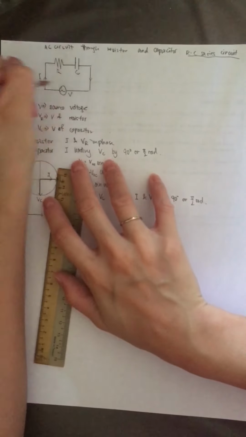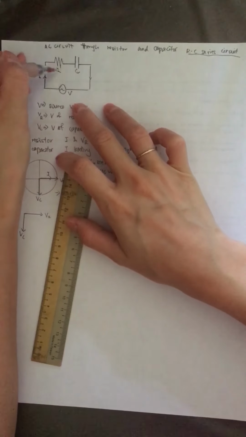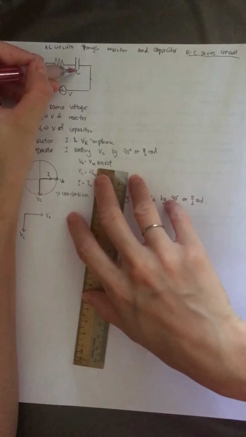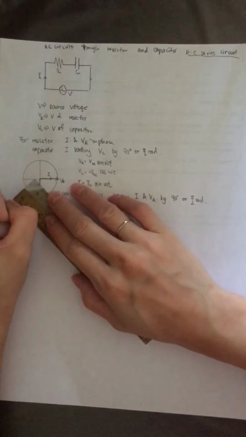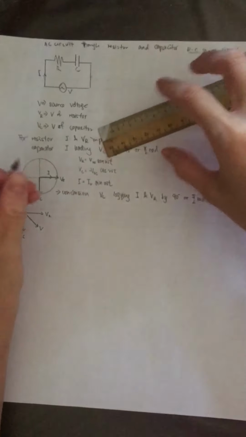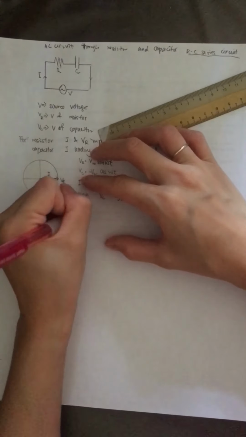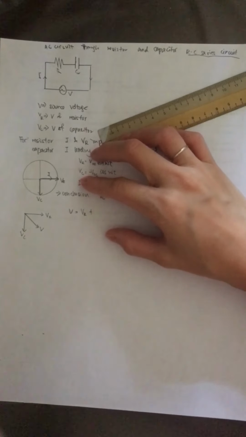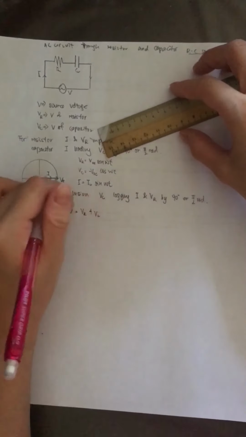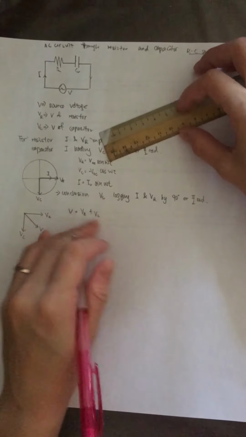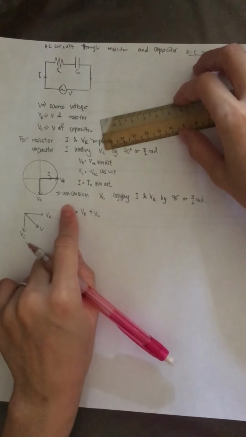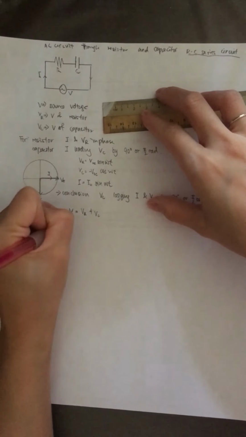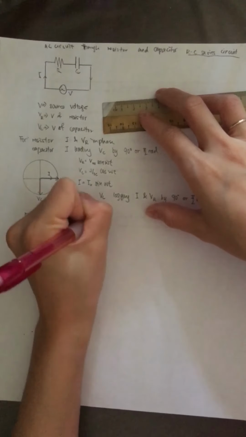So your source voltage here is the vector sum of your voltage across your resistor plus your voltage across your capacitor. In other words, this is your source voltage. So your source voltage V will be equal to the vector sum of your VR plus your VC. So this is your source voltage for phasors VR and also VC. In other words, the magnitude of V, this is your vector.